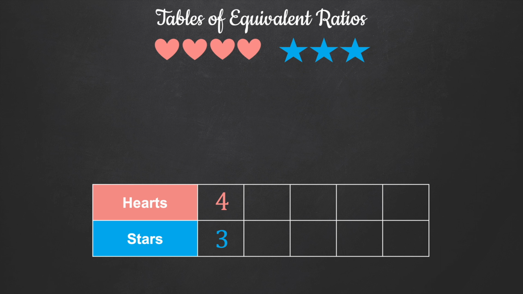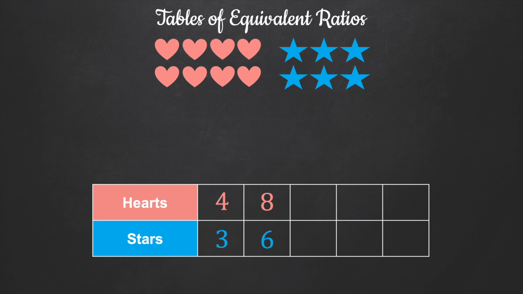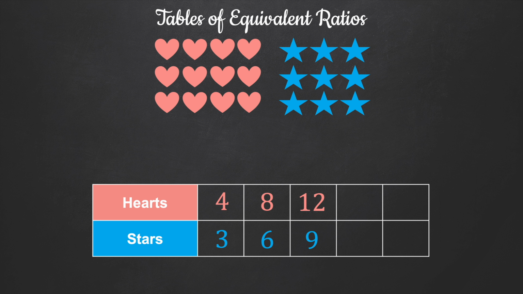And the way this table is going to work is we're going to come up with equivalent ratios by taking our original ratio and doubling it, tripling it, quadrupling it, and so forth. So if we take our original ratio and double it, we now end up with 8 hearts and 6 stars. And then if we multiply that by 3, our original ratio, we now end up with 12 hearts and 9 stars.